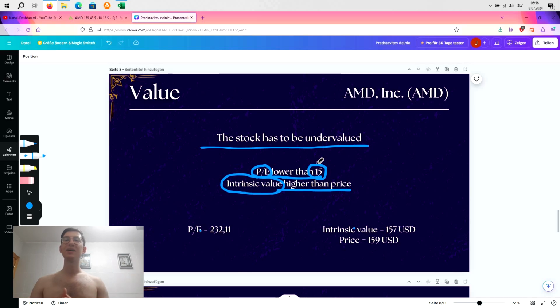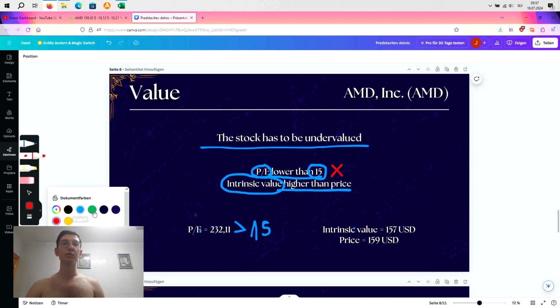It's that simple. Now, the P/E ratio of AMD was 232, which is way above 15. So based on that, we know that AMD is overvalued in terms of P/E ratio, and it's overvalued in comparison to other stocks on the stock market, which is a bad sign for us.